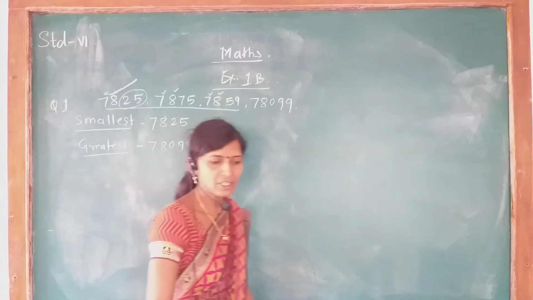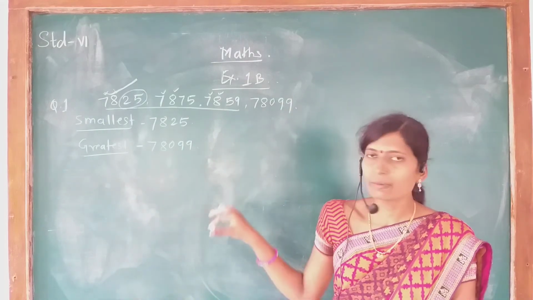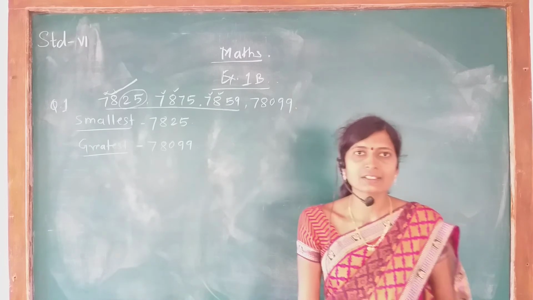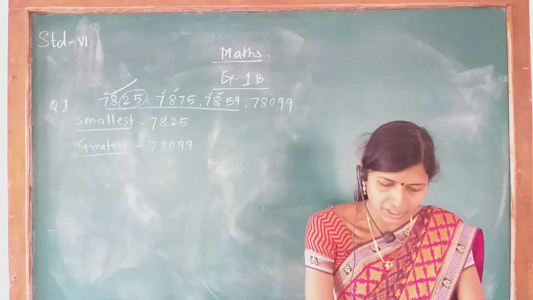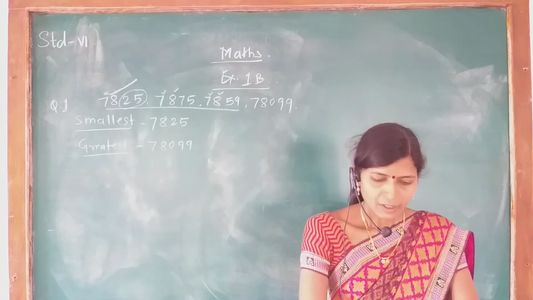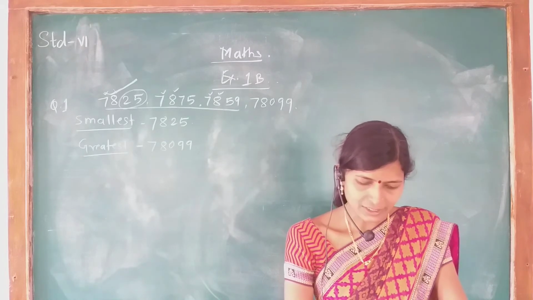Instead of following this step only, you can use this simple method also, to find the smallest and the greatest number among the numbers. I hope all of you understood question number 1. Question number 1, the second part, you also have to do the same. Solve that question in your classwork notebook.